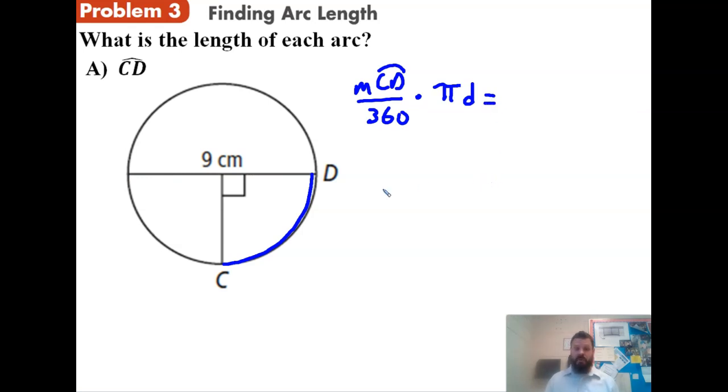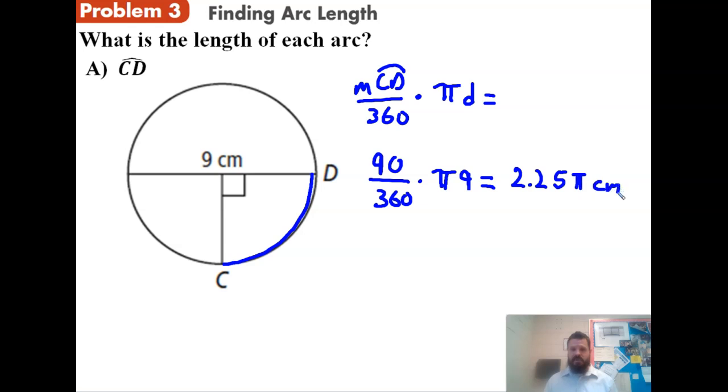All right, filling in the numbers, our arc measure for CD is going to be 90 degrees, because that central angle is a right angle. So we'll say 90 over 360 times pi times the diameter, 9. And again, what this formula is doing is if I look at this fraction here, 90 over 360, if I reduce that, that's going to reduce down to a fourth. So here we have a fourth of the total circumference. If I multiply that out, I'm going to end up with 2.25 pi centimeters.